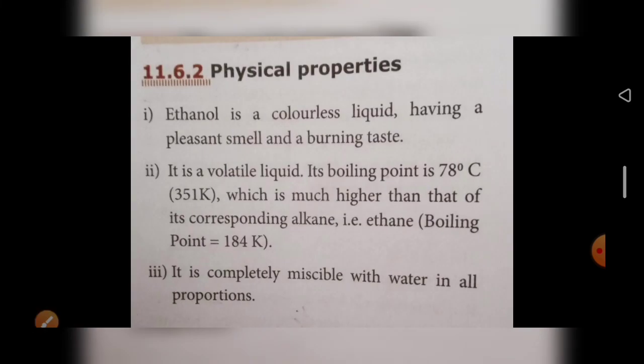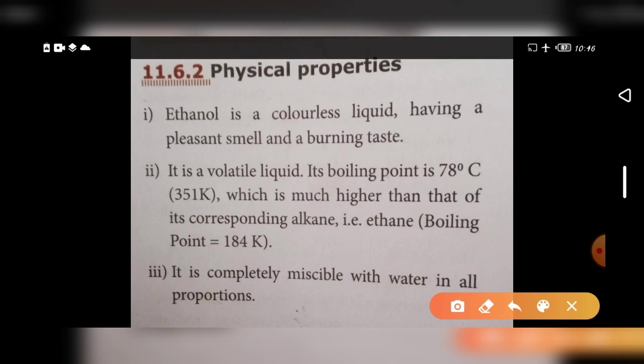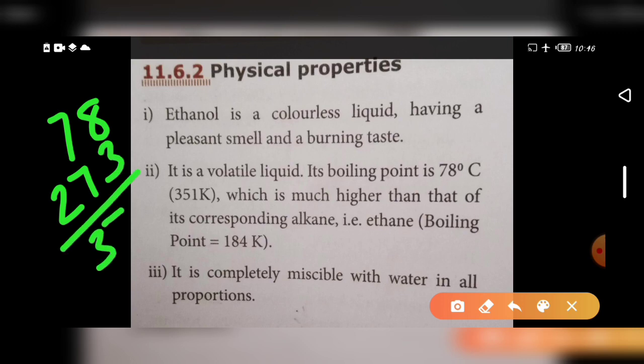In your book itself they have given how to convert degrees Celsius to Kelvin. You have to add 273, that is, 78 degrees converted into Kelvin means adding 273, you get 351 Kelvin. Suppose you subtract the value 273 from Kelvin, you get the degrees centigrade.